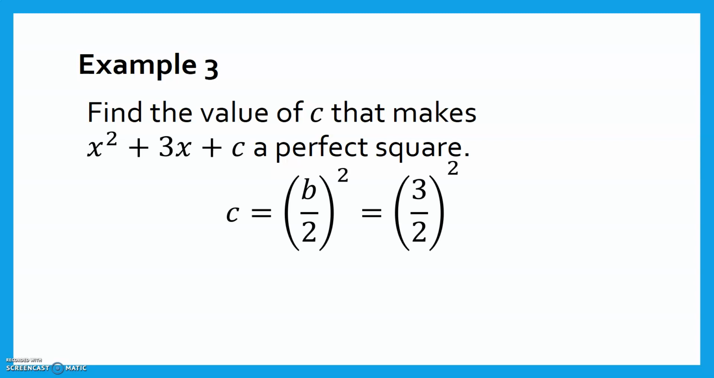Well, that looks a little messy because I can't really divide 3 by 2, but I'm just going to use decimals. So I'm switching from leaving things as fractions to decimals. 3 divided by 2 is 1.5. You can check that on your calculator. So I end up with 1.5 squared. If I do 1.5 times 1.5 on my calculator, I get 2.25. So c is going to be 2.25.